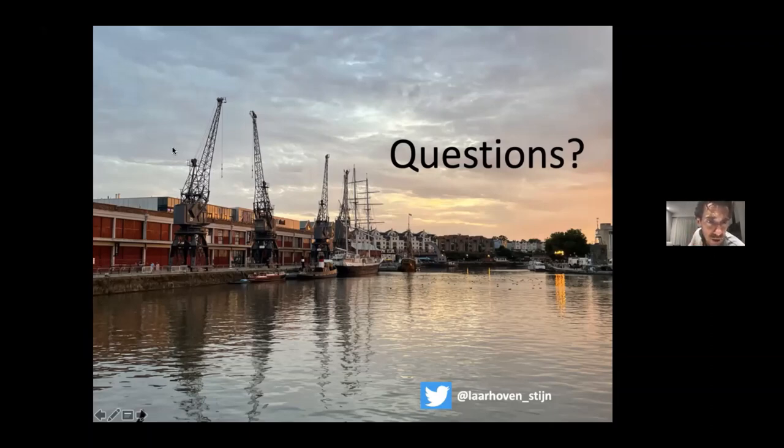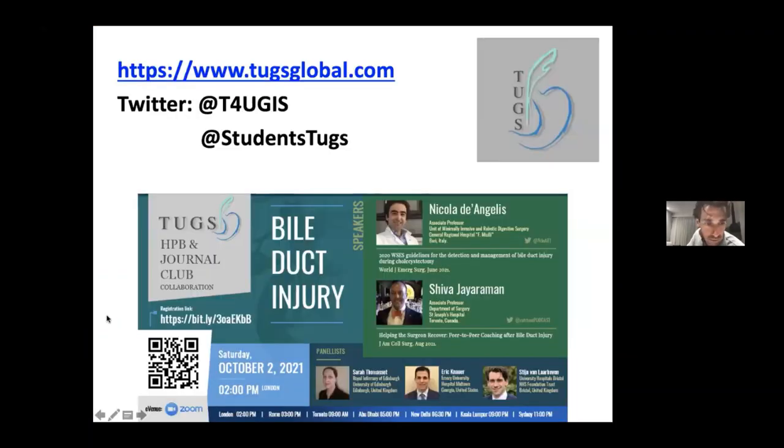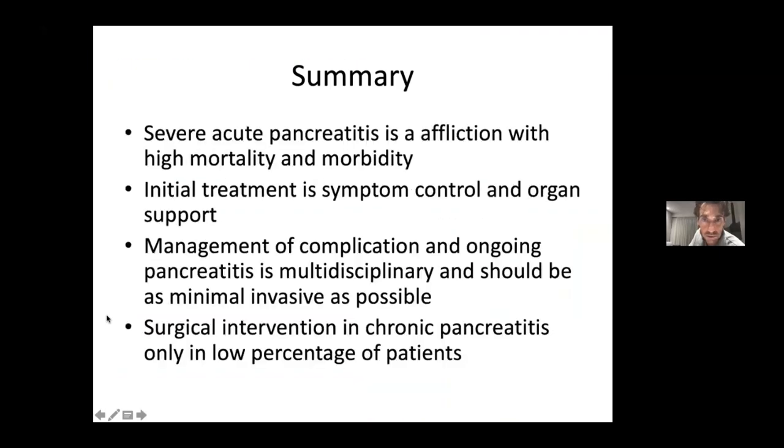So Alina asked, could you please explain the slide about portal vein thrombosis again and acute pancreatitis? I can go back to the one. Oh my goodness, I'm wrong.